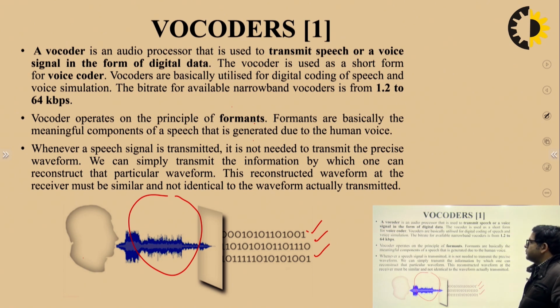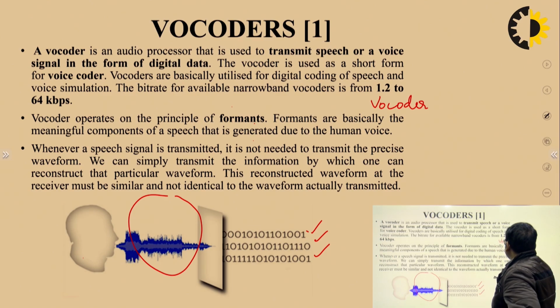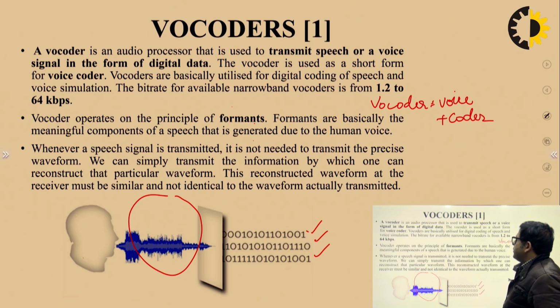Vocoder is used as a short form of voice coder. As I said, a vocoder is a combination of voice and coder. So basically vocoders are used for digital coding of speech signals as well as for voice simulations. The bit rate for available narrowband vocoders ranges from 1.2 to 64 kbps.